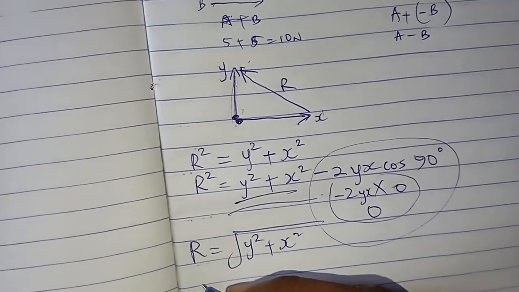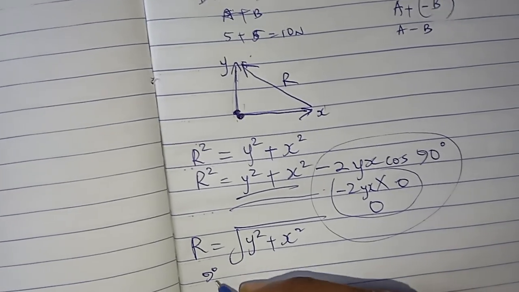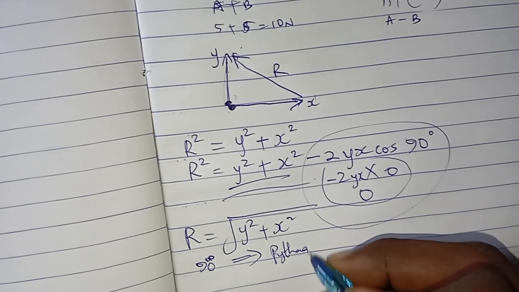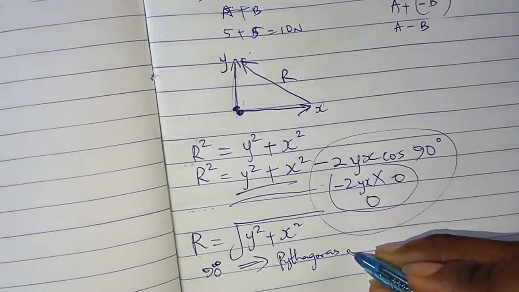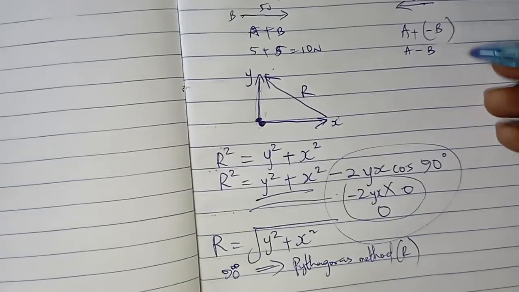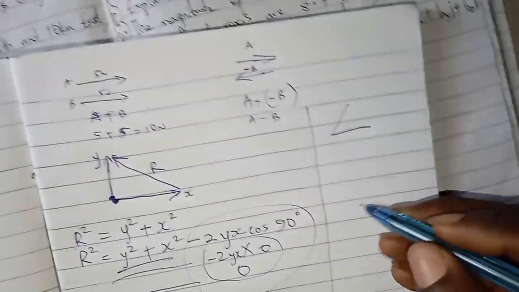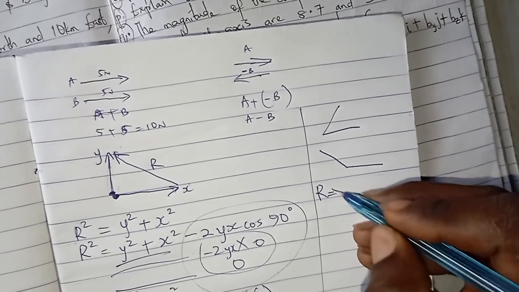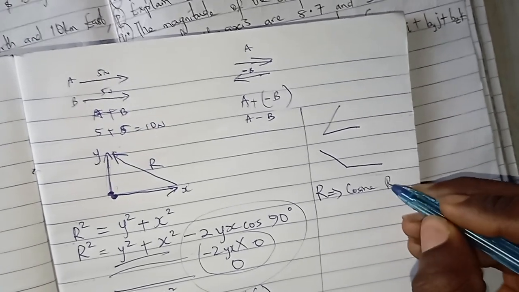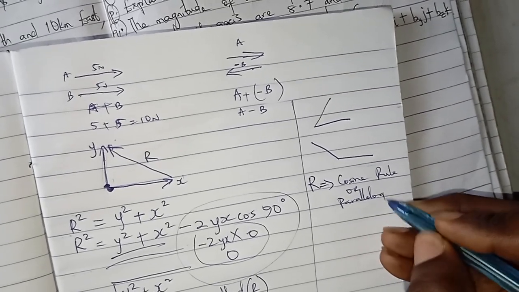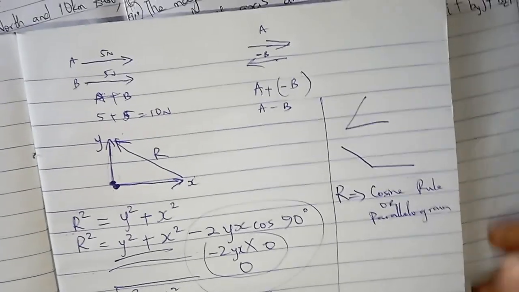So I normally tell my students, when you get an angle of 90 degrees, simply use the Pythagoras method to find the resultant. But when the angle you are given is less than 90, an acute angle, or more than 90, I normally tell my students to find the resultant, use the cosine rule or the parallelogram rule. They are the same thing. Or use the parallelogram rule. See what I mean?